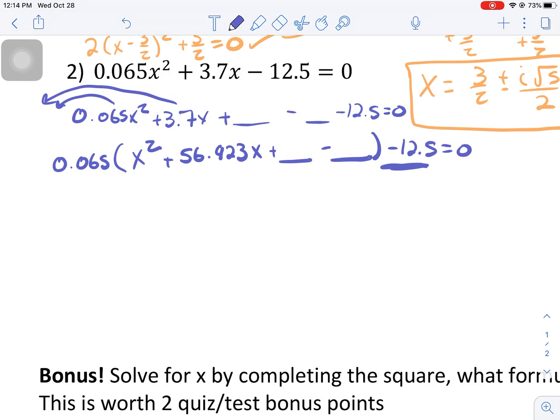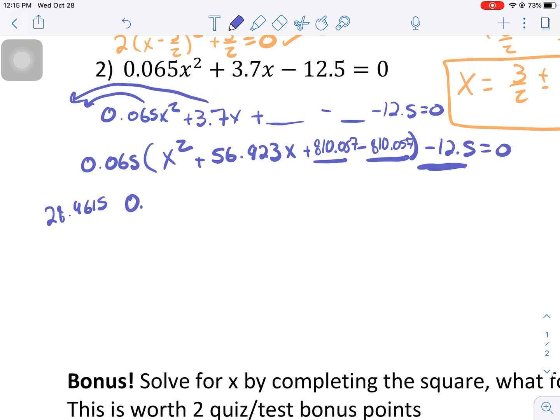All right, continuing on, we're going to take 56.923 and cut it in half, so divided by 2. That's going to give us 28.4615. And then from this, we need to square that number. So we're going to square it, and that would give us 810.057.